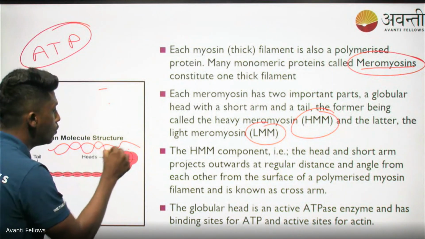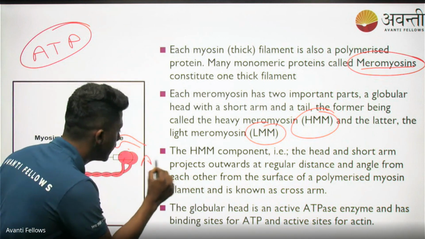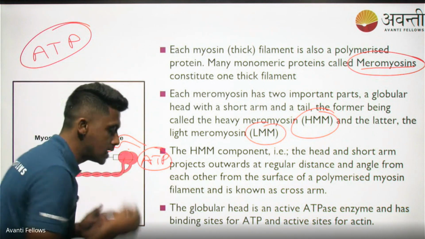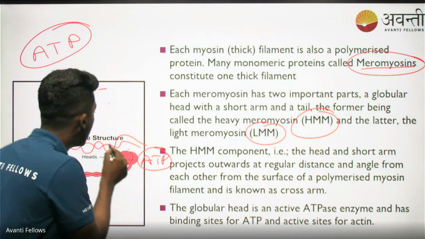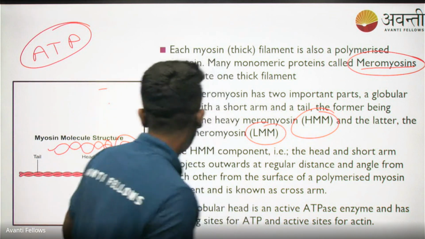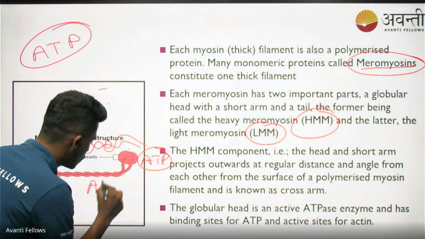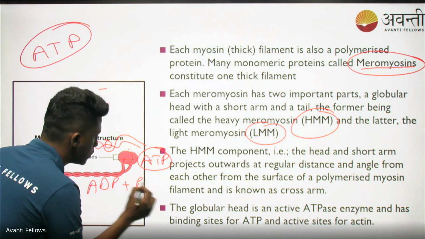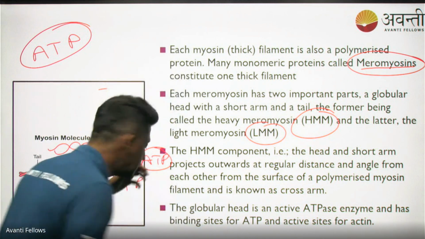To move towards the actin, myosin required which one? ATP. So once ATP binds, it gains the affinity. Now, to raise its head and bind to the active sites, what does it need? It requires energy. That's when it hydrolyzes the ATP. It breaks down the ATP into ADP plus phosphate, and now it gains the energy.